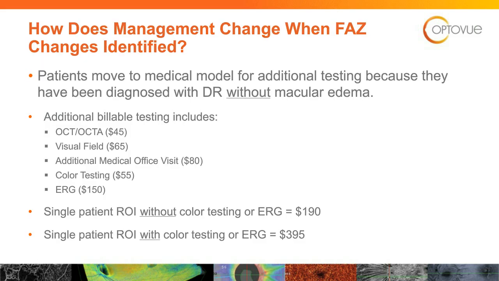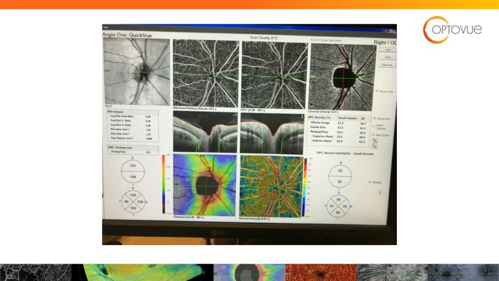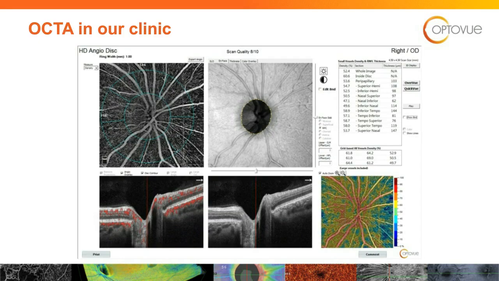Let me get back to this here. That's the three numbers that you're going to get when you hit F.A.Z in the top left. Density, you're going to get this printout right here. And again, this is of the nerve, but it would look like that for the retina if this was an OCT angiogram of the retina or the macula.